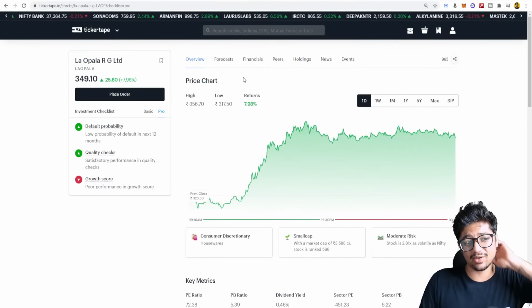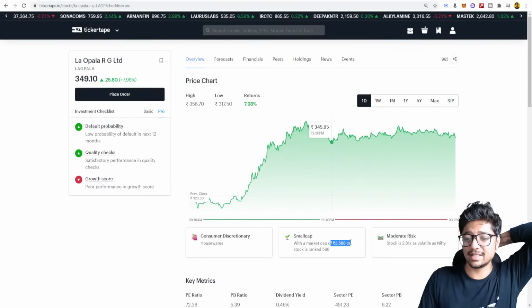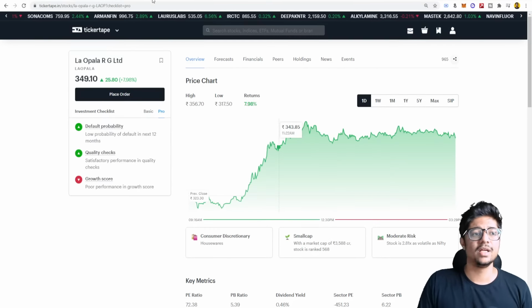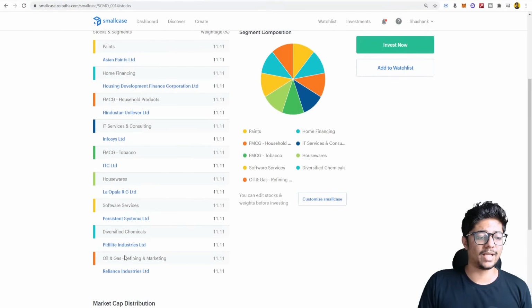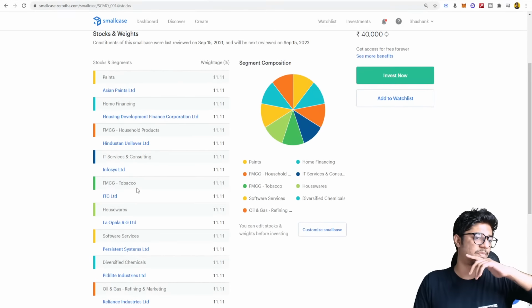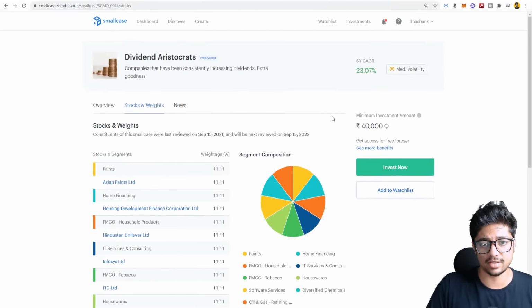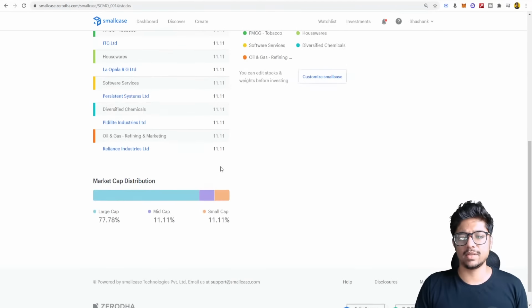But I know for a fact a lot of people are investing in La Opala. Look at this. It has a market cap of 3,500 crores. Let me check this company out. But apart from La Opala, I think everything is in the mid cap, large cap space, and everything is good from a long term consistent compounder perspective. Minimum investment 40,000. Okay, cool.